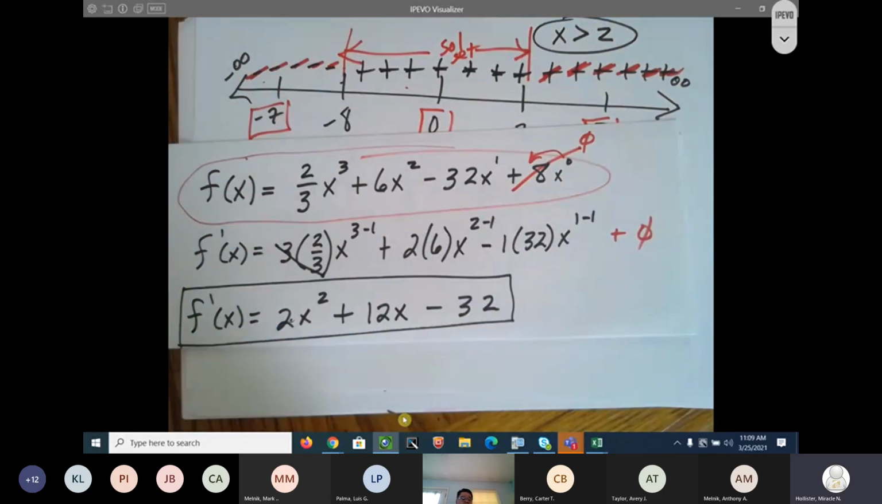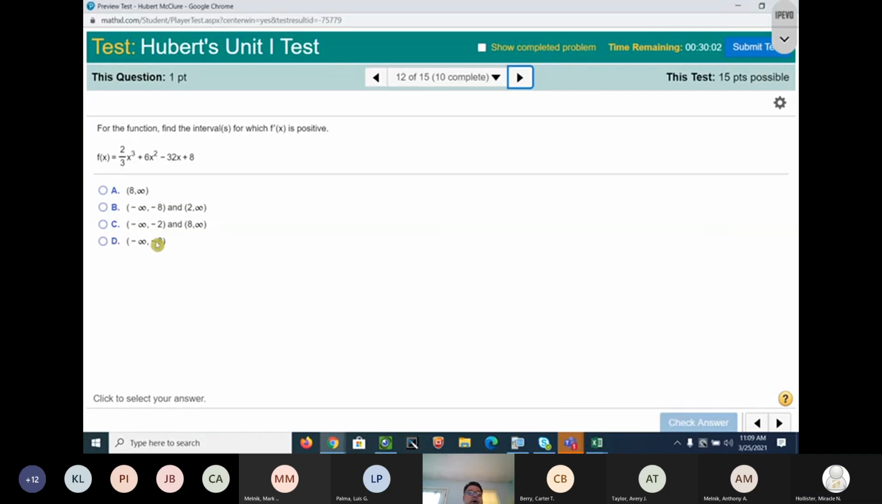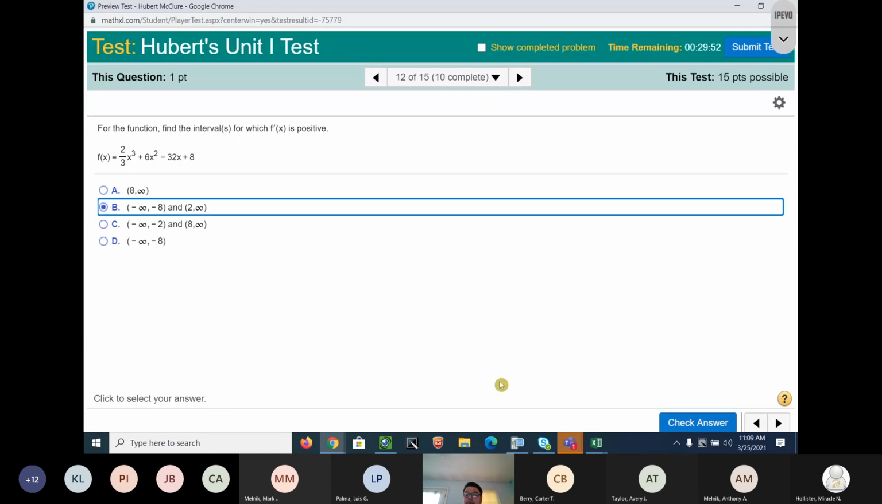Yeah, that does make sense. Sorry about that. I suck. So negative 8 to infinity, and it still doesn't show it. I don't know what I'm doing.